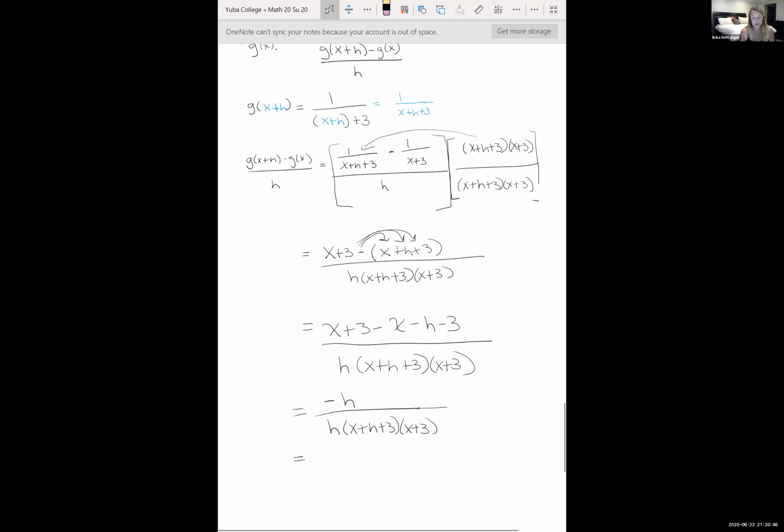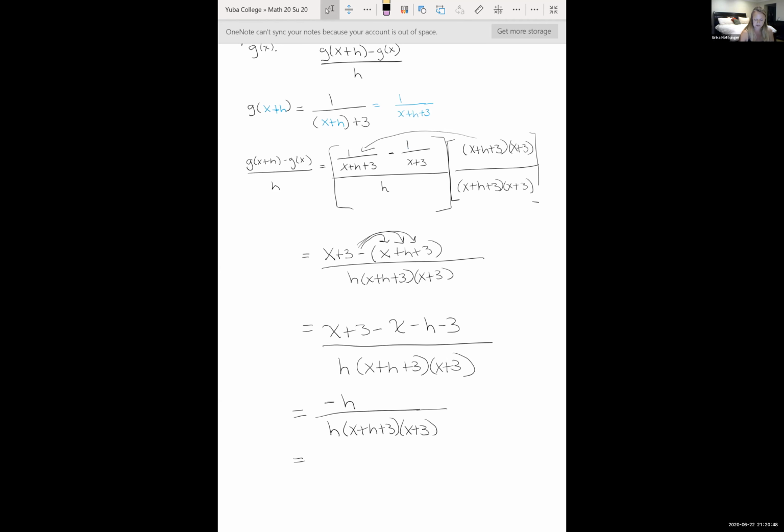I'm glad I didn't distribute because I might not have noticed, but notice now that we have an h in the numerator as a factor and an h in the denominator as a factor, strictly multiplication there. And so we can reduce, and we're left with negative 1, or you can leave the negative out front if you want, all over (x plus h plus 3), all times (x plus 3).